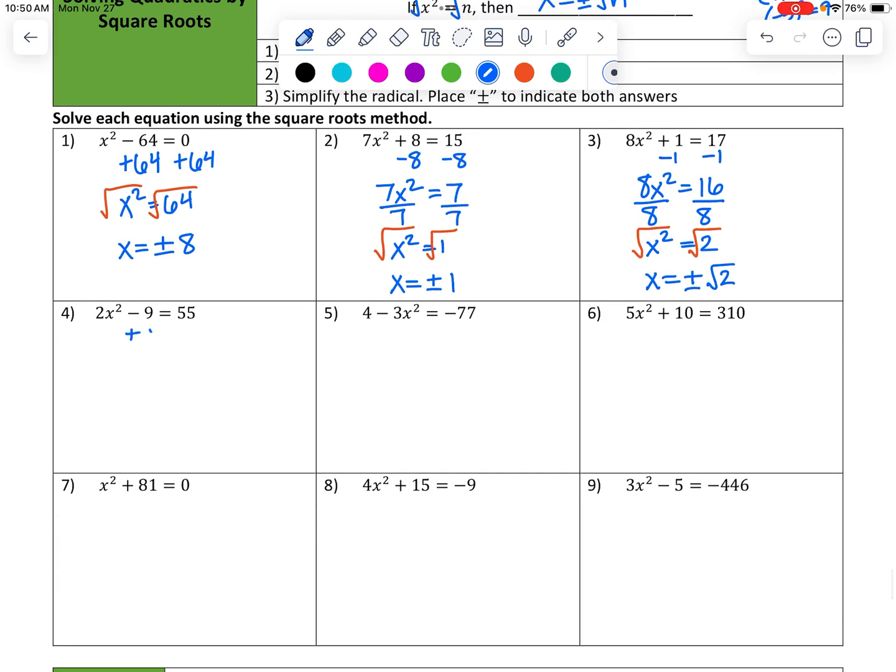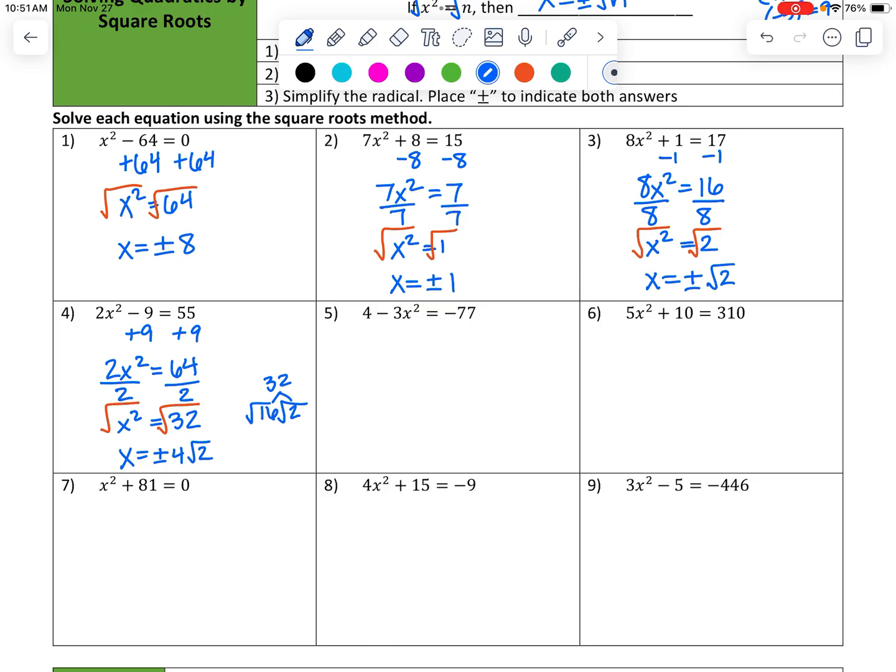All right, this one I'm undoing the subtraction with addition. And I am getting 64. We undo the multiplication with division. I'm left with x squared is equal to 32. We have x squared by itself, so we're ready to square root both sides. My 32 will break into 16 and 2. We know that the square root of 16 is 4, and the square root of 2 will not simplify. So I have x is equal to plus or minus 4 radical 2. So remember, you're pulling out the perfect square, the largest perfect square, in order to simplify your radicals.